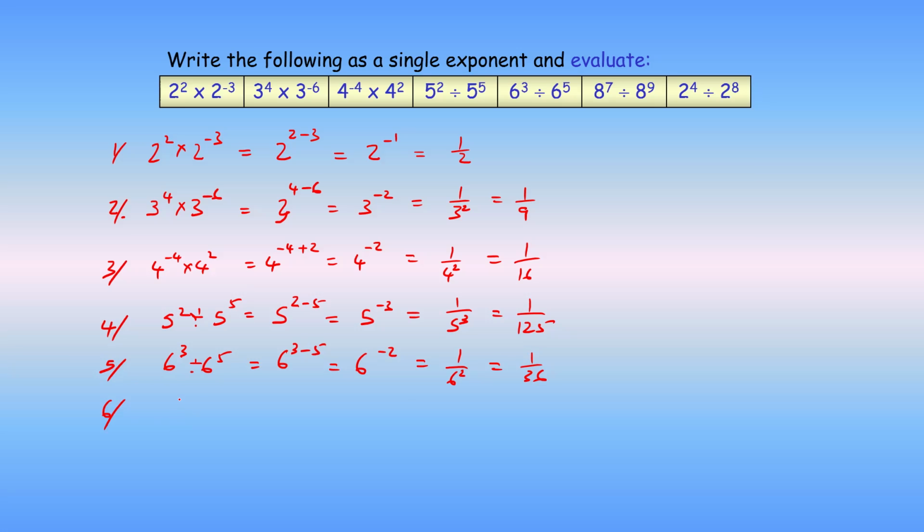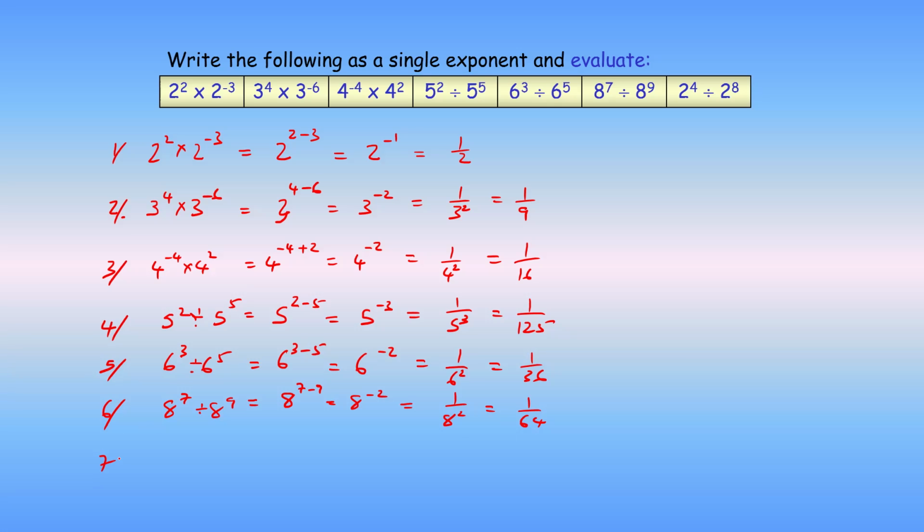Number 6, 8 to the power of 7 divided by 8 to the power of 9 is equal to 8 to the power of 7 minus 9 equals 8 to the power of minus 2. So that's equal to 1 over 8 squared equals 1 over 64.